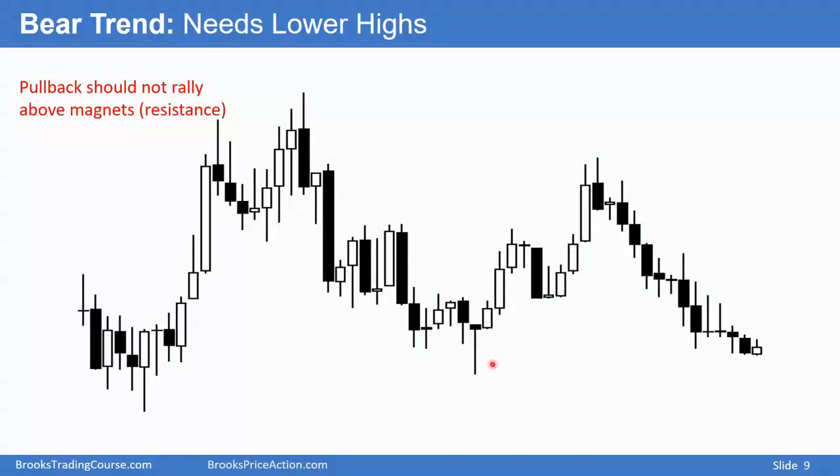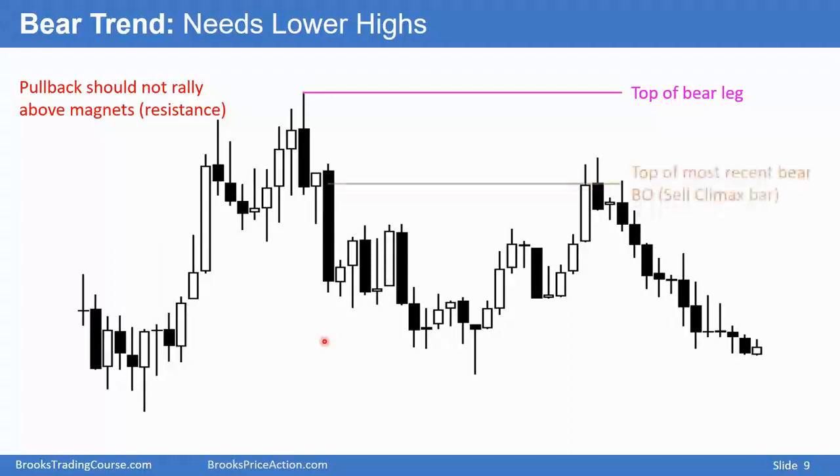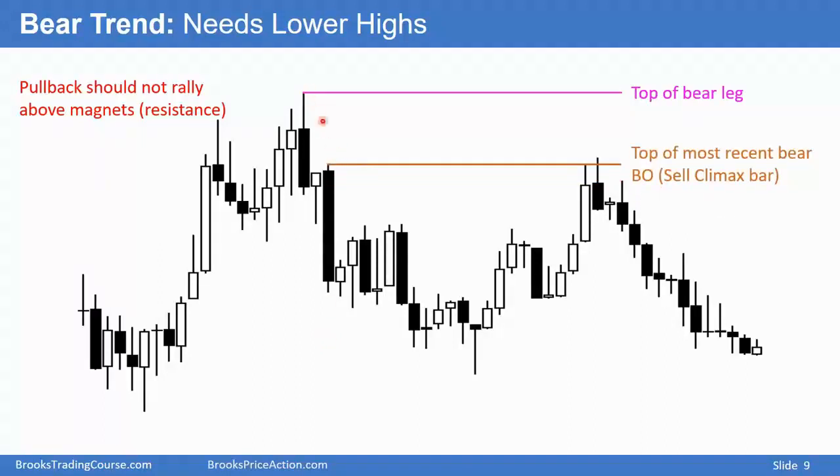Strong reversal down, so possibly a bear trend, and the market should not rally above significant highs if it's going to be a bear trend. The top of the bear trend or a bear leg in a trading range. This is the top of the bear trend. This is the top of the strong bear breakout. Both are magnets. And in a trading range, whenever there are two resistance levels near one another at the top of the range, the market often goes above one and reverses down without getting above the top of the other.